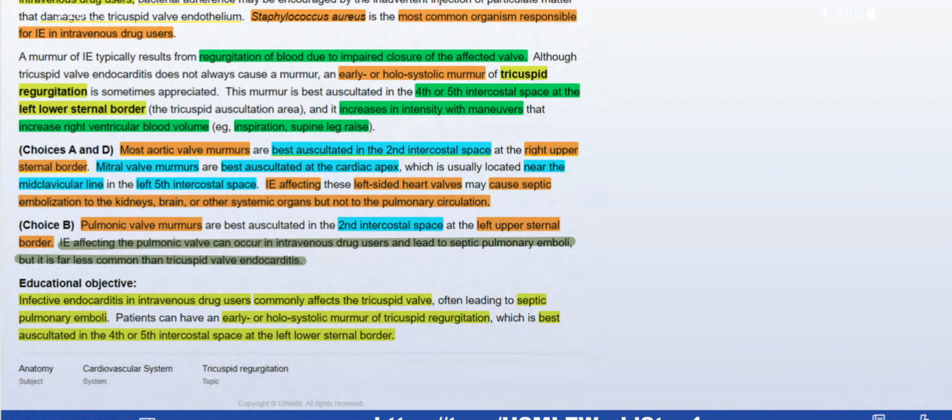Why not option B? Pulmonic wall murmurs, second intercostal space, left upper sternal border. This is important. Infective endocarditis affecting the pulmonic wall can occur in IV drug users and lead to septic pulmonary emboli, but it is far less common than tricuspid wall endocarditis. Infective endocarditis in IV drug users commonly affects the tricuspid wall, causing septic pulmonary emboli and an early or holosystolic murmur of tricuspid regurgitation, best auscultated in the fourth or fifth intercostal space at the left lower sternal border. Okay.